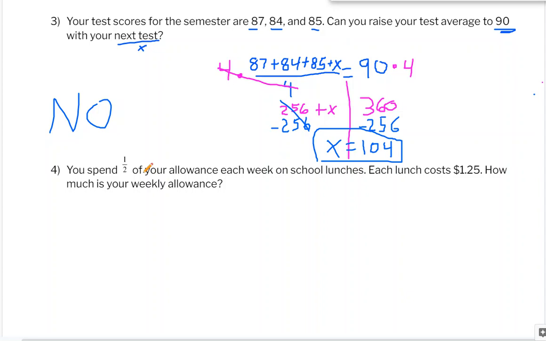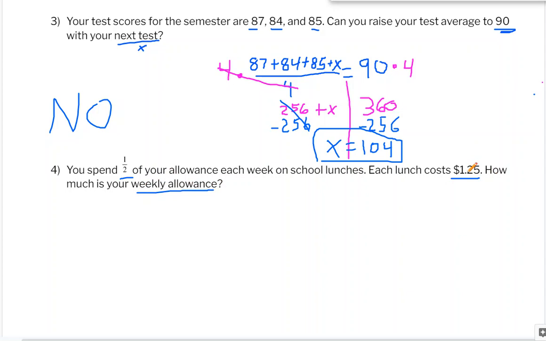Okay, let's try the next one here. It says you spend half of your allowance each week on school lunches. Each lunch costs $1.25. How much is your weekly allowance? So we're looking for our weekly allowance, right? So our weekly allowance, we're trying to figure that out.